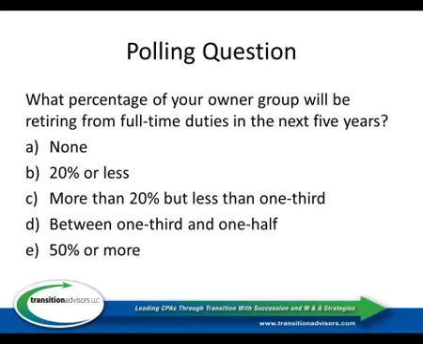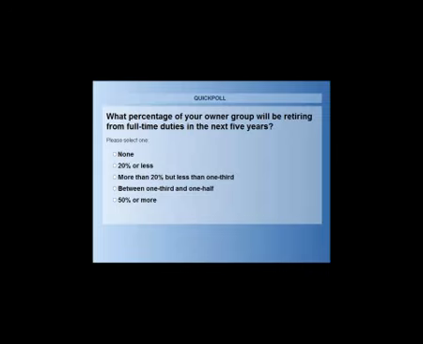Okay, for our final polling question today, you'll see the question there on the screen. What percentage of your owner group will be retiring from full-time duties in the next 5 years? You've got the different options there. Is it none, 20% or less, more than 20% but less than a third, between a third and a half, or 50% or more? So we'll leave this one open just for another 15 seconds or so. Go ahead and select the answer that applies to you.